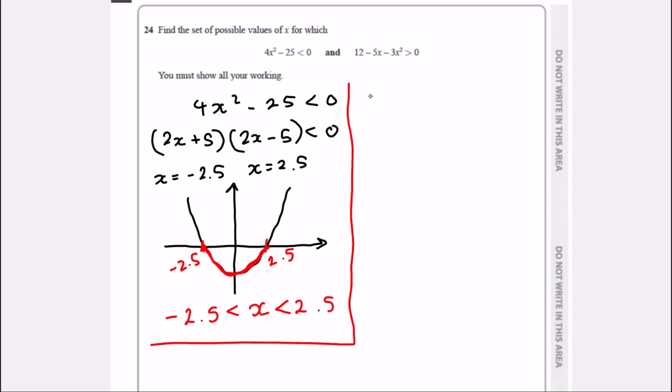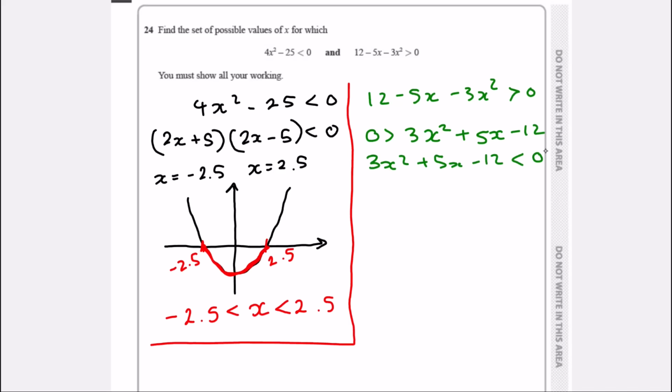For the second one, again, we just need to solve the quadratic. Let's make it positive. Let's move everything over to the right side. So 3x squared plus 5x minus 12. So it's where 3x squared plus 5x minus 12 is less than 0. Let's factorize. I'll do a times c, 3 12s, or 3 negative 12s is negative 36. That could be 1 36, 2 18s, 3 12s, 4 9s, or 6 6s. How can I make a 5? It's going to have to be 4 9s.